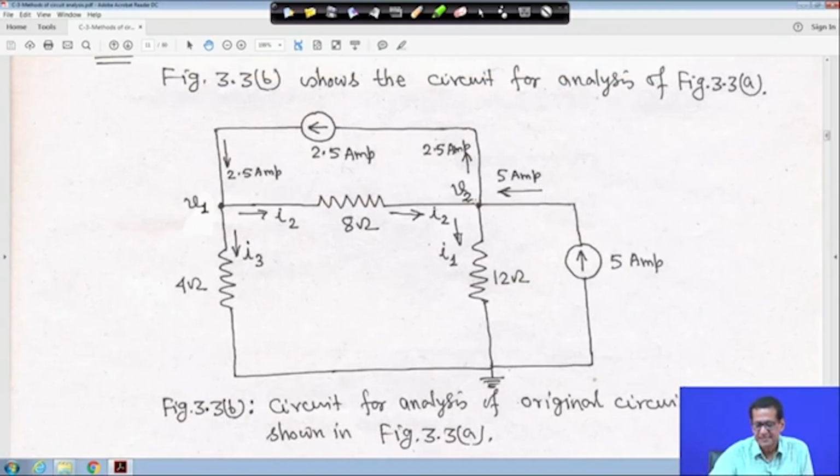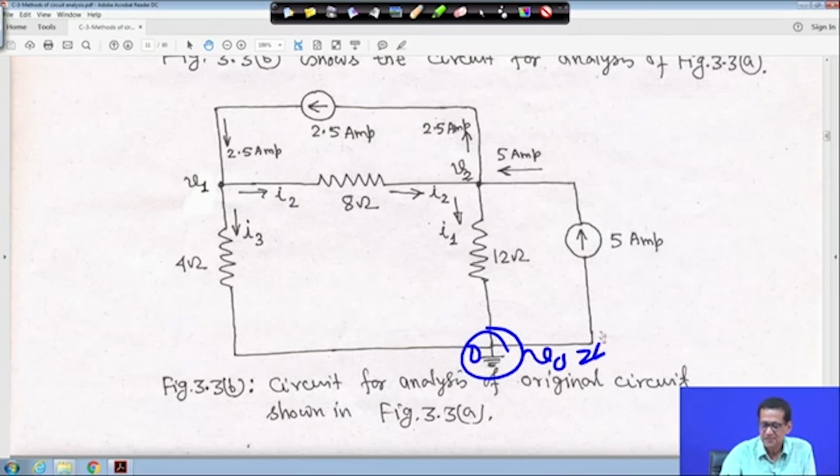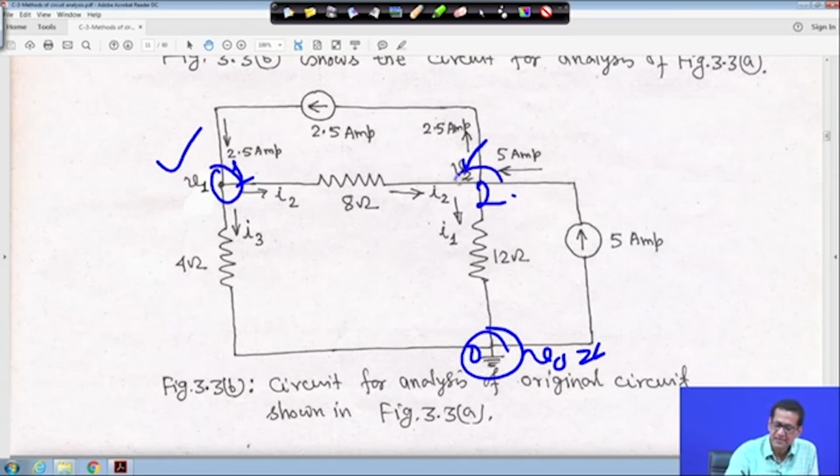So, this is the detailed circuit. This is your reference node, marked at O, and I told you that V0 is equal to 0. This is your voltage V1, this is voltage V2. Now, this is your node 1 and this is your node 2. Here you have to apply KCL at node 1, and at node 2 you have to apply KCL.